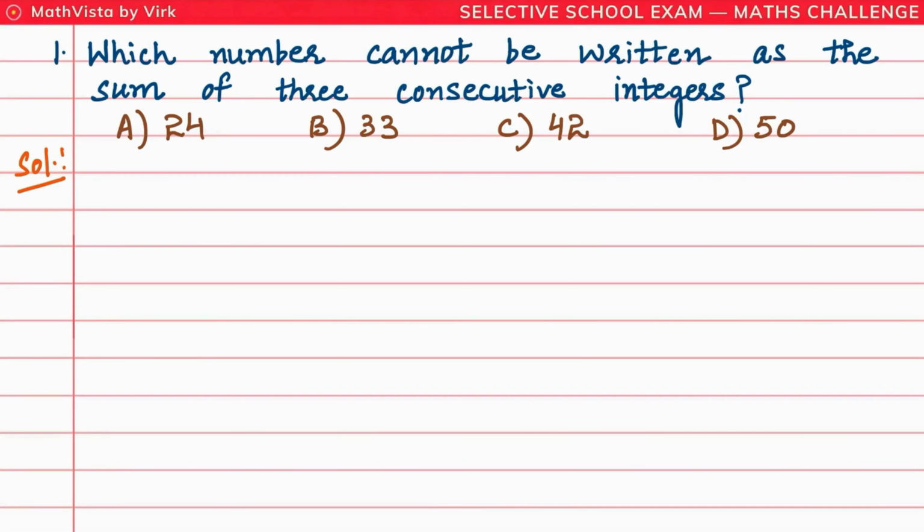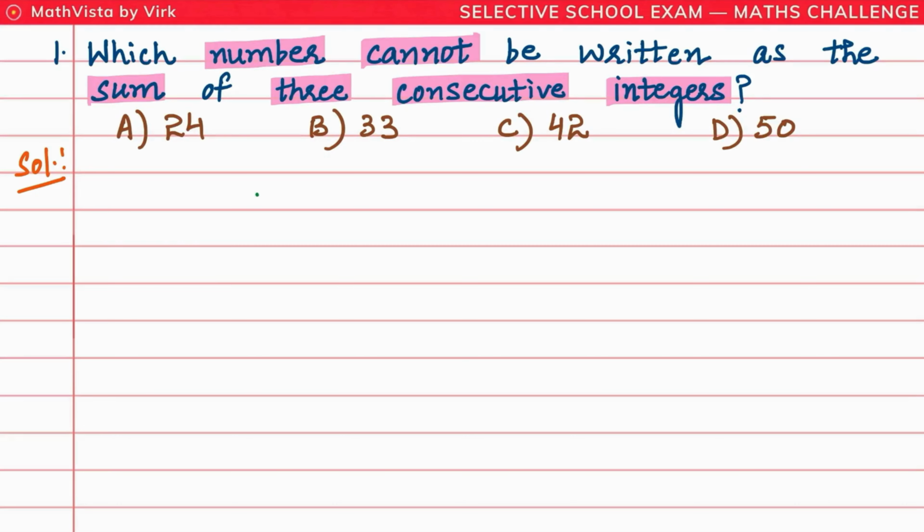Let's start with question number 1. Which number cannot be written as the sum of 3 consecutive integers? The options are 24, 33, 42 and 50. So, first step is to consider 3 consecutive integers.